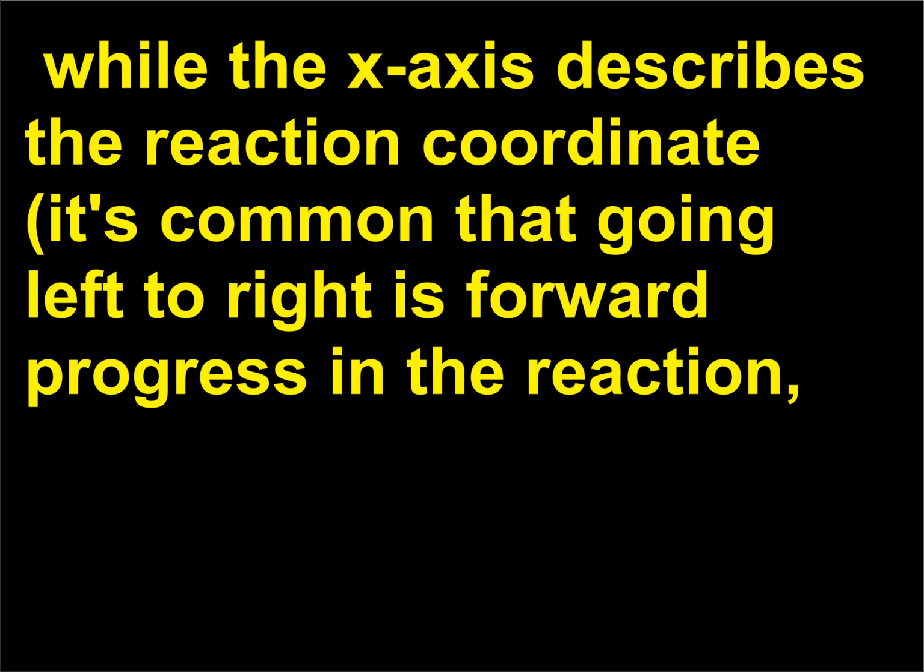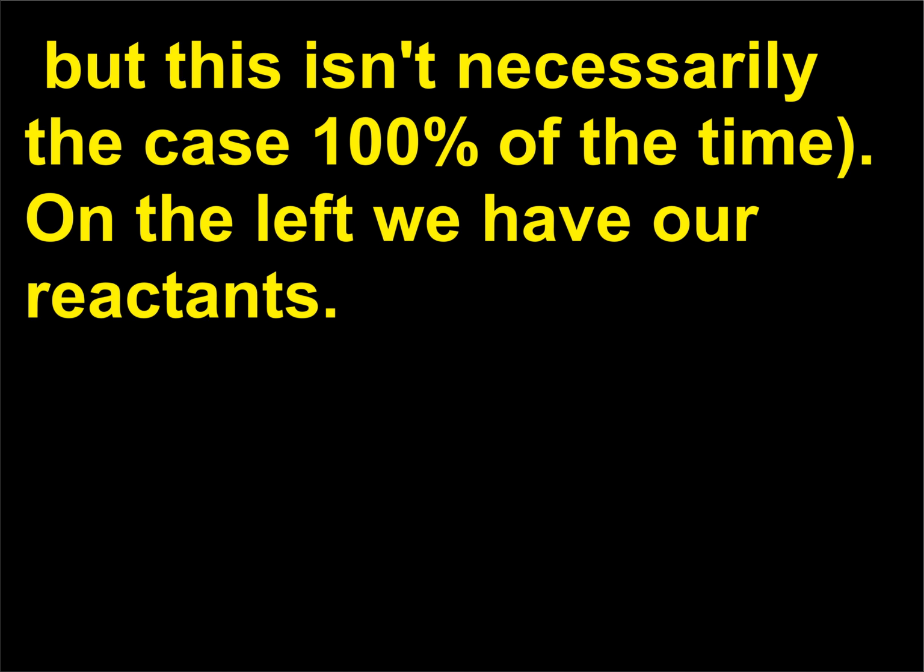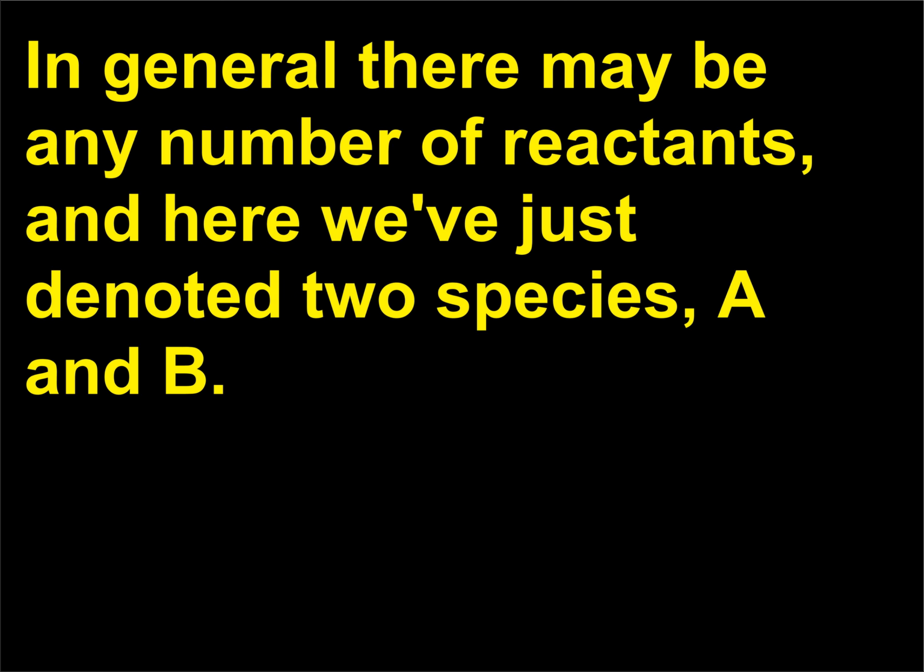It's common that going left to right is forward progress in the reaction. But this isn't necessarily the case 100% of the time. On the left we have our reactants. In general there may be any number of reactants, and here we've just denoted two species, A and B.